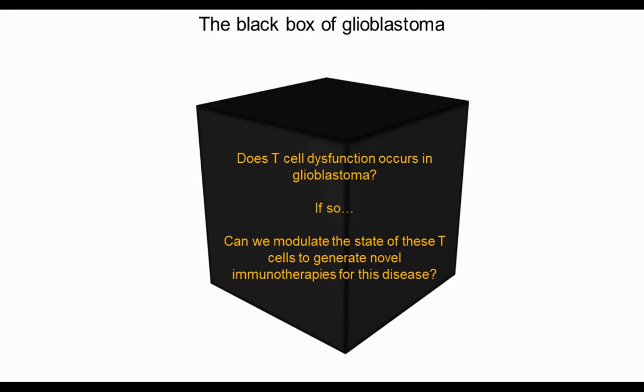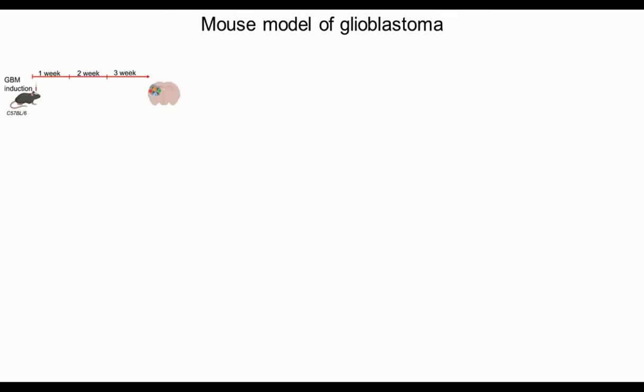We are approaching this problem through a mouse model of this disease. Our mouse model is what we call an orthotopic mouse model, where we can implant glioblastoma cells in the brain of mice, and 3 weeks later we can analyze these tumors by flow cytometry.